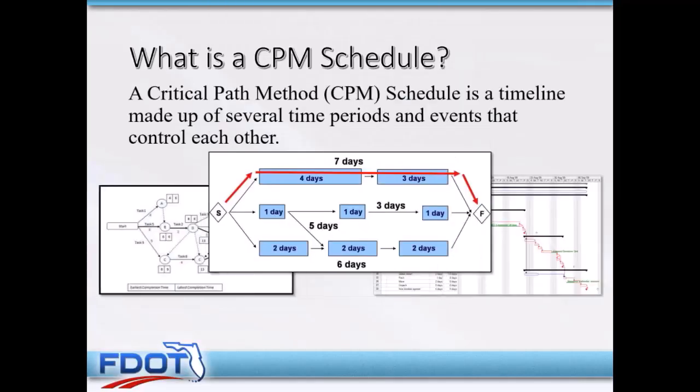So let's get started with a definition. This is a definition that I made up. This is what CPM scheduling is to me. Basically, it's just a timeline where you have all these different time periods or activities, as we call them, and the activities control each other through relationships.